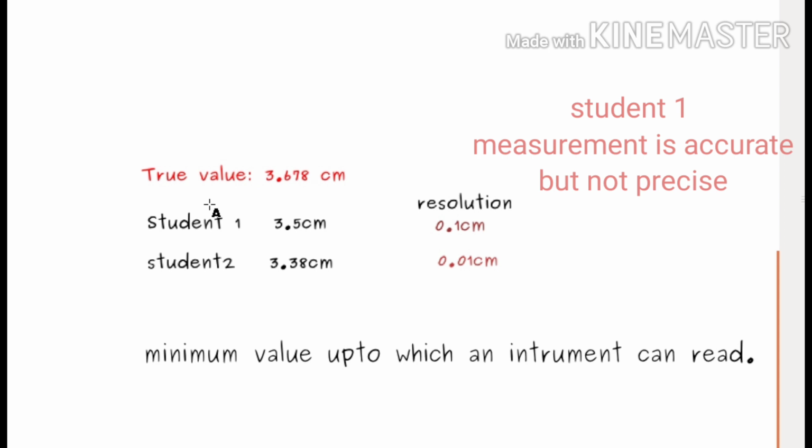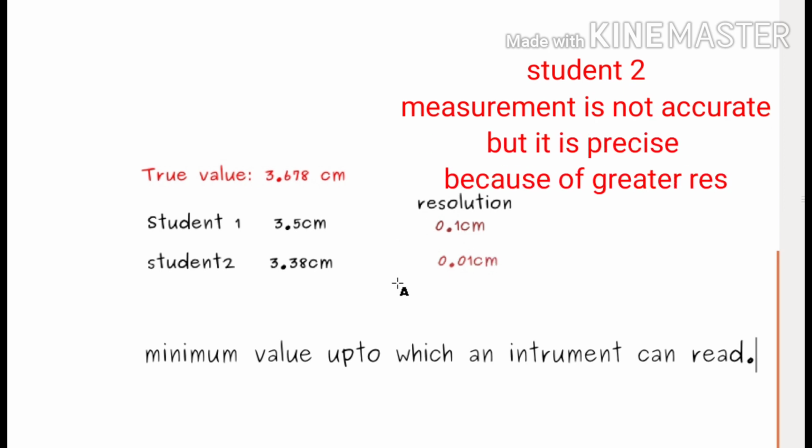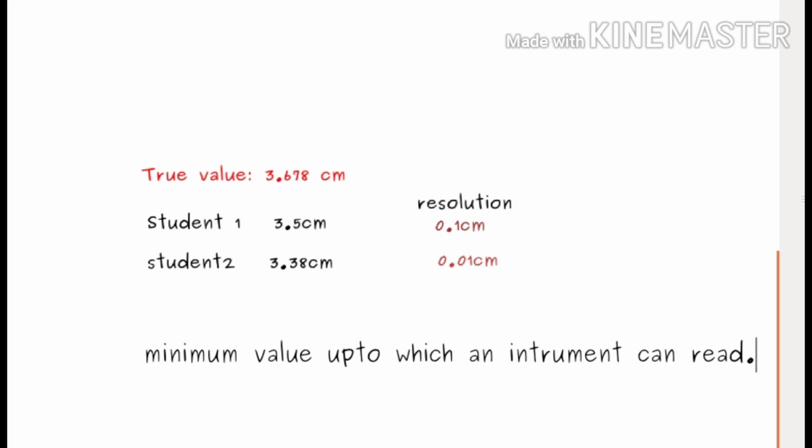What about student 2? Student 2 measures the length as 3.38 centimeter, and this length is not much closer to 3.678. So this is not accurate, but he has used an instrument having higher resolution, so this value is precise, meaning it has higher precision. Now understand? So let us move to the next.